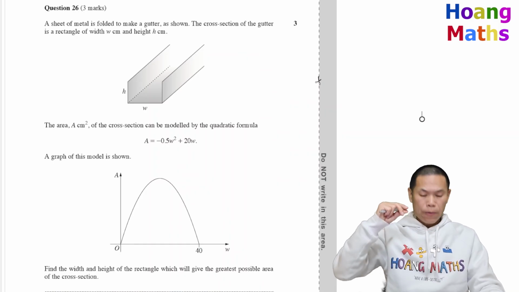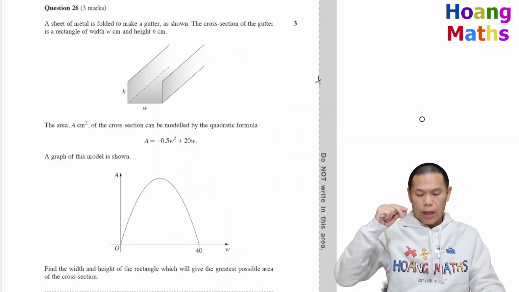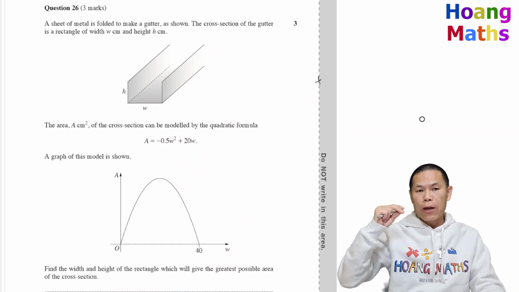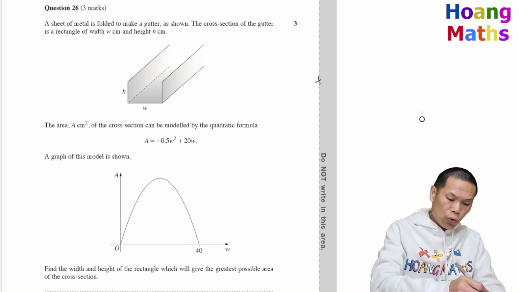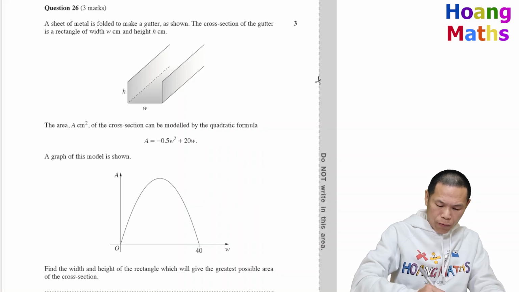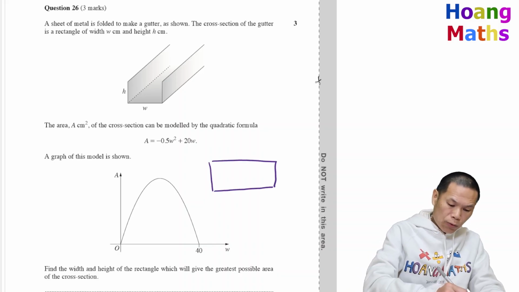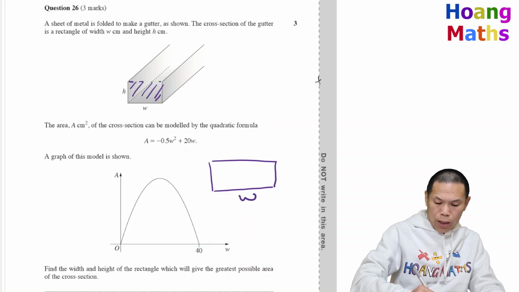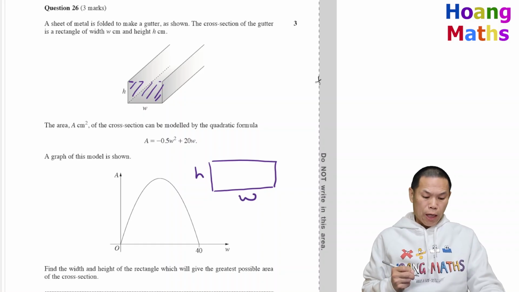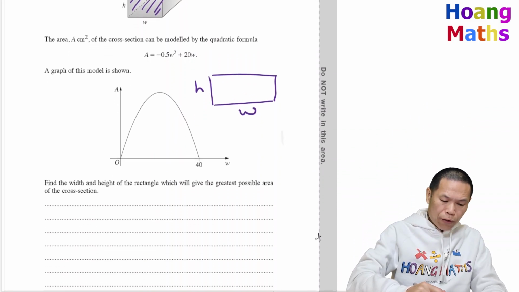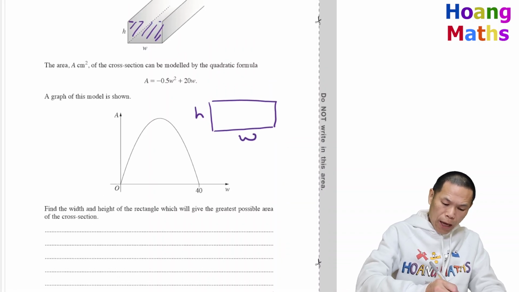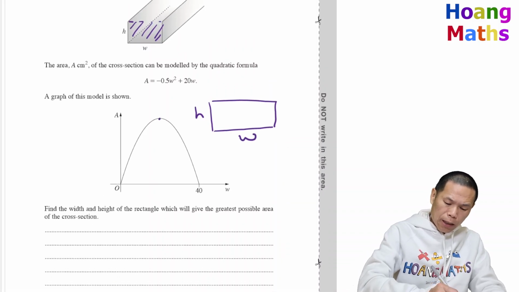Question 26. We need to find the height and the width that give us the greatest area of the rectangle. Okay, cross-section area. Let me just draw it out first. We have a rectangle, and this rectangle here. So we have W here and we have height. Now we know that to give the greatest area, the graph here will help us out. So that is here, that is the greatest area.